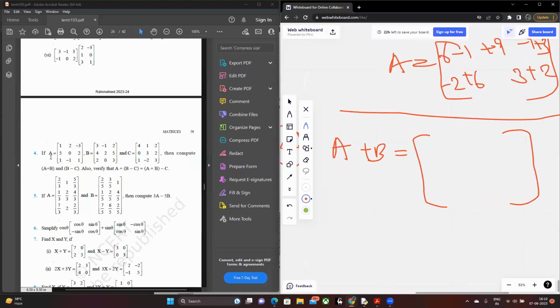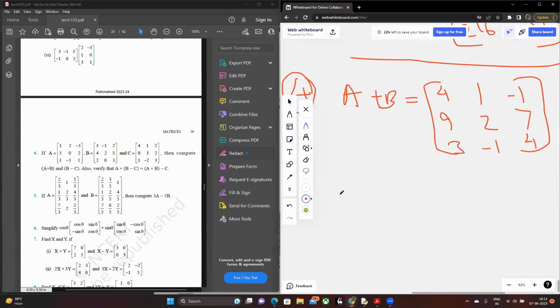So we have A plus B being 1 plus 3, that is 4. We have 2 minus 1, that is 1. And then you have minus 3 plus 2, that is minus 1. You have 5 plus 4, that's 9. You have 0 plus 2, that's 2. And you have 2 plus 5, that is 7. And finally, you have 1 plus 2, that's 3. You have minus 1 plus 0, that's minus 1. And you have 1 plus 3, that is 4. Right? A plus B is 4, 1, minus 1, 9, 2, 7, 3, minus 1, 4.